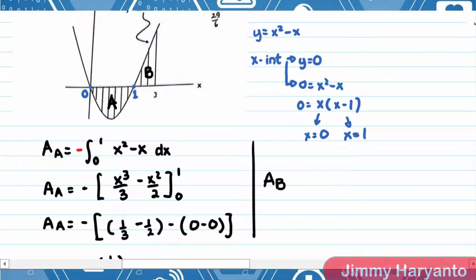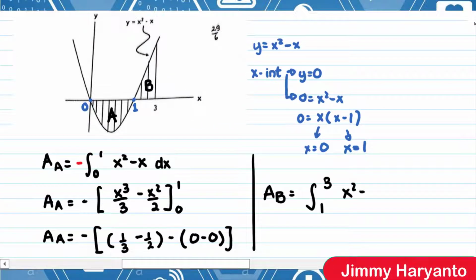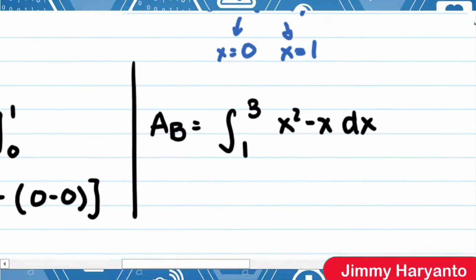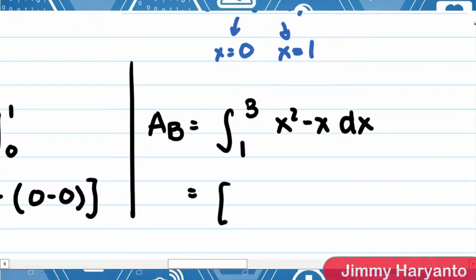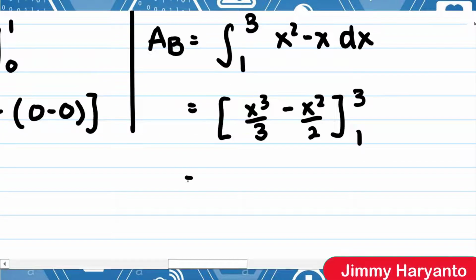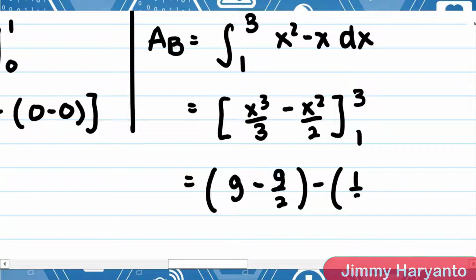Next is area of B, equals integration from 1 until 3 with x squared minus x as the function. This time we don't have to put negative because the area is above the x-axis. You only have to do the calculation one more time. So for this one you'll have 27 over 3, it's 9, minus 9 over 2, minus 1 over 3, and then minus 1 over 2.